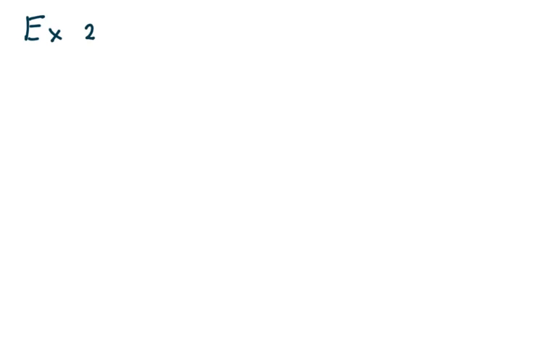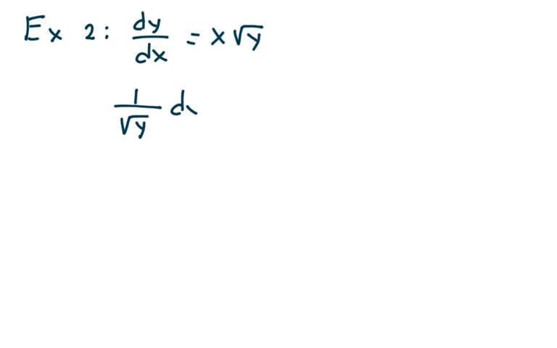Let's take a look at example 2. Suppose we had dy/dx is x times the square root of y. So again, this is a separable differential equation. So 1 over the square root of y dy is equal to x dx. And when I'm doing this, I'm writing the differential equation in differential form. And that's going to enable me to integrate both sides here.